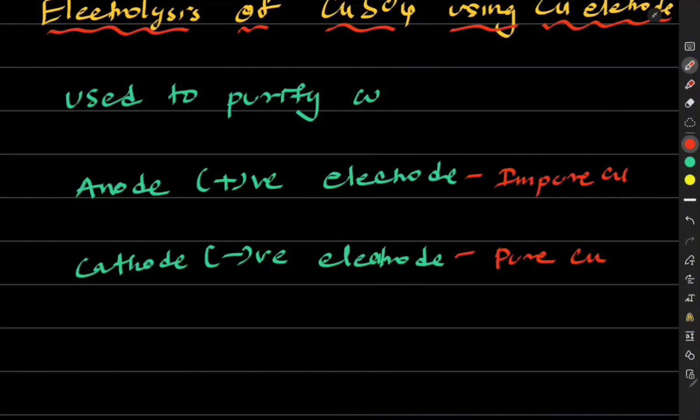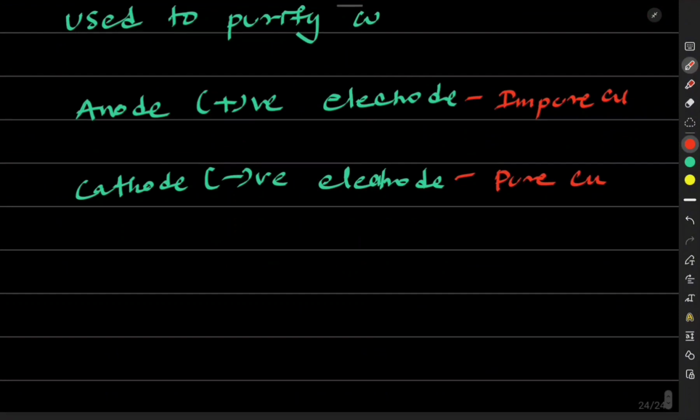The impure copper rod will dissolve and provide Cu2+ ions to the solution, while more copper solid will deposit on the pure copper and grow its size. The cathode size will grow. Let's look at the reactions.